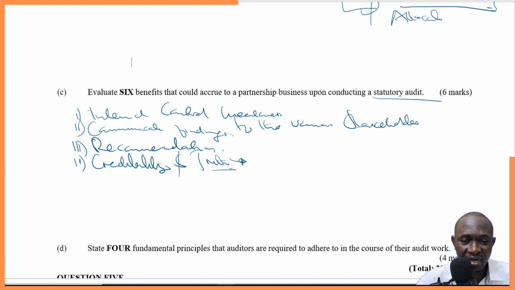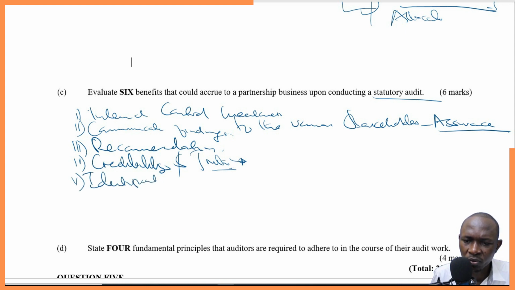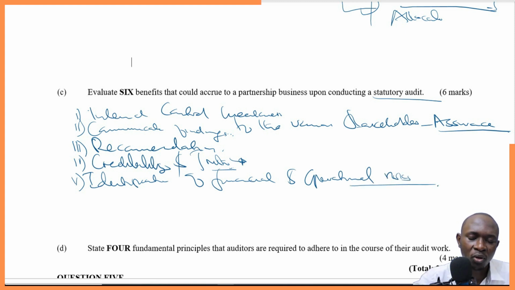The assurance that they are in compliance with the regulatory and legal requirements, I think we've mentioned that one. Yeah, assurance that they are in compliance, that also gives their business a lifeline. We can also talk of identification of financial and operational risks. These statutory audits will help unearth some of the possible risks that might befall them, so that they can take corrective measures well in advance.